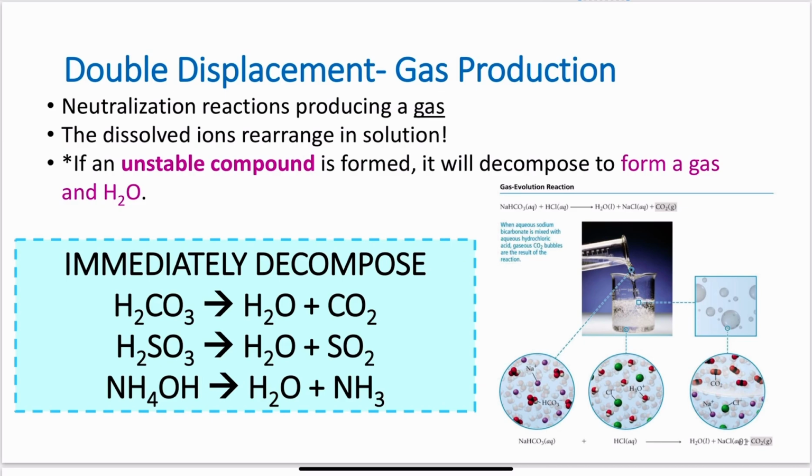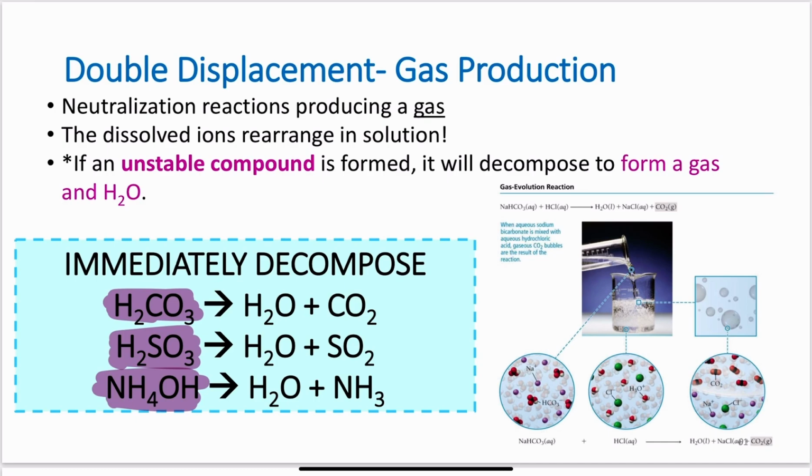So, neutralization reactions that produce a gas. The dissolved ions are actually going to rearrange in solution and form an unstable compound. That compound decomposes further to form a gas and water. And so when you are writing out your products, if you see H2CO3 form, H2SO3 form, or NH4OH form, you have to recognize that those will not stay in solution. They will further decompose, forming water and whatever's left.